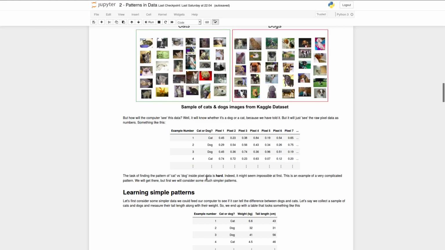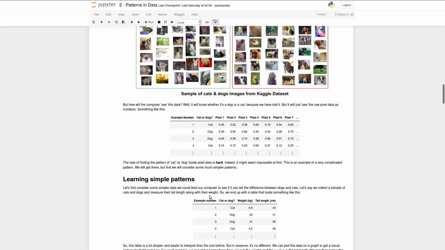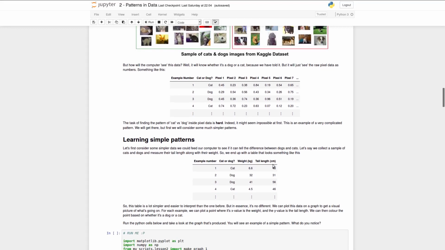So we're going to get there. We are going to eventually be able to discover these really big hidden patterns inside complex data. But to start off with, let's start to think about a much simpler pattern. Let's consider a situation where we're not going to feed the data all of this pixel information, all of these pictures of cats and dogs. We're just going to give it two numbers. We're going to say, this is an animal, and it has a weight of something, and it has a tail length of something. So we're just going to give it two numbers per example.